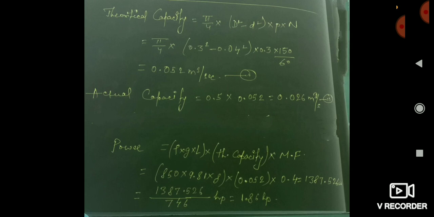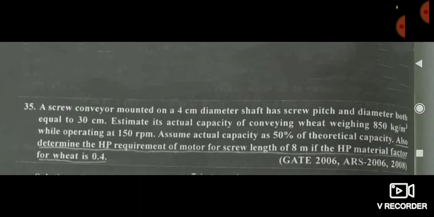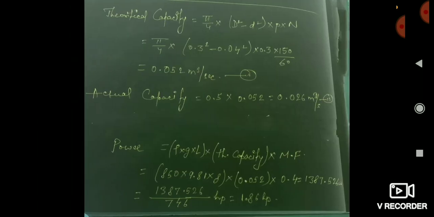Friends, the material factor doesn't affect the theoretical capacity. Material factor only affects the power, meaning it has an effect only upon the power. So we should multiply the material factor only with the power, not with the theoretical and actual capacity. So you should calculate the theoretical capacity, that is coming 0.052, and after that you calculate the actual capacity, that is 50% of theoretical capacity, means you multiply with 0.5, that is 0.026.